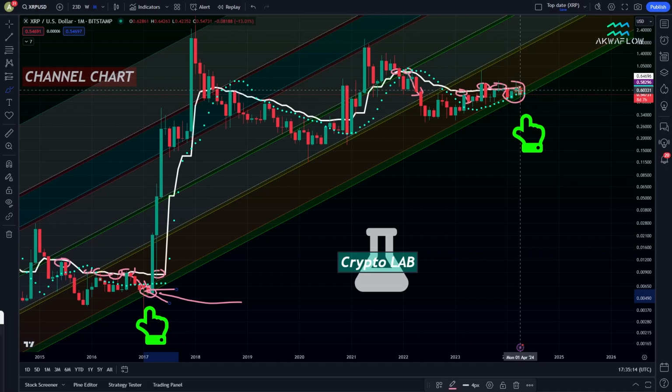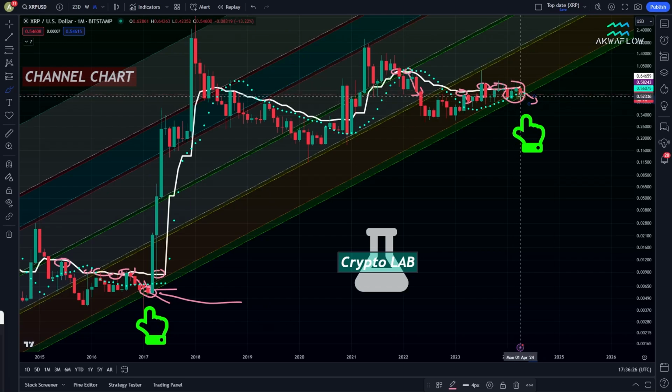So what does it mean? It means that XRP has to make a decision. Either we keep on using the white line as a strong resistance and XRP will have no choice but to cross the green area to the downside. This is the bearish scenario.